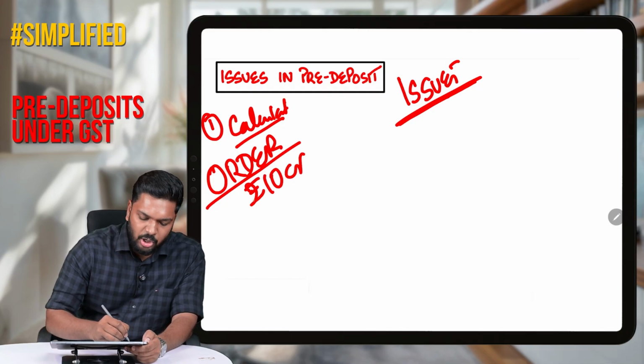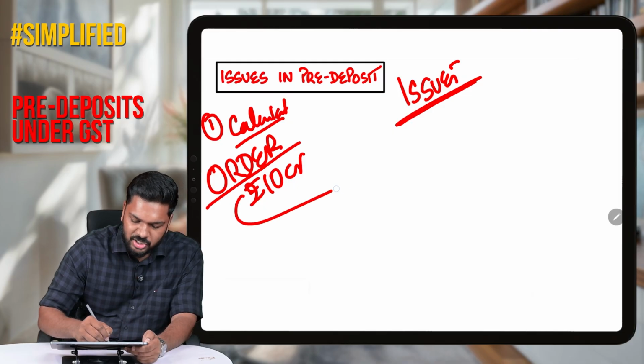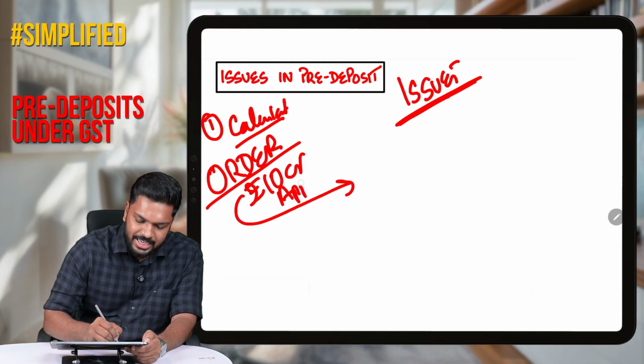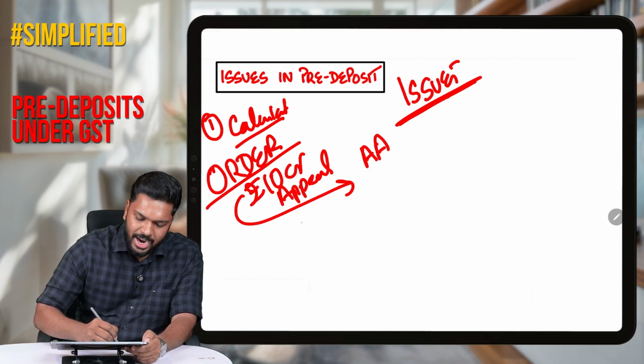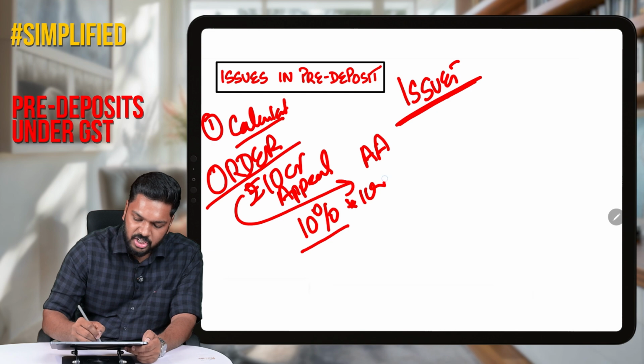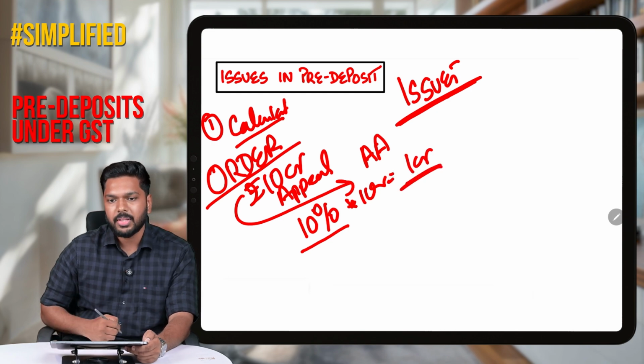Now, against this particular order, you want to contest it and therefore you file an appeal against this order at the first level, that is the Appellate authority. You end up paying the first pre-deposit of 10% of 10 crores, which comes to around 1 crore rupees.